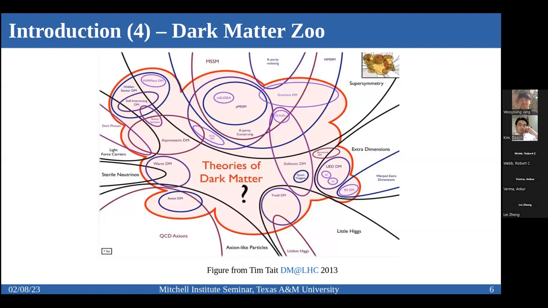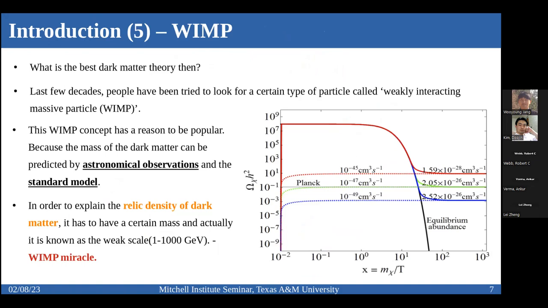There are many different theories of dark matter that can explain the three different evidences of the existence of dark matter. Today I'm going to cover just a little bit about a section here called hidden sector dark matter and its axion-like particle. I'd like to talk about this in more detail later. Traditionally, physicists wanted to find what is the best dark matter theory that describes the current observation well enough.